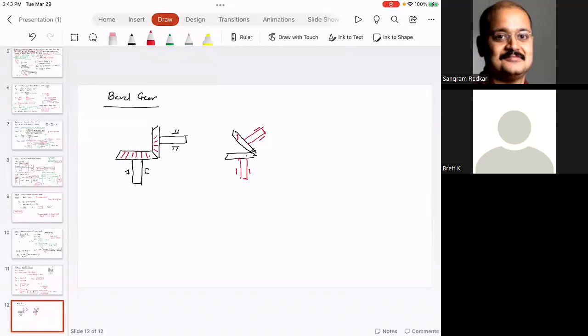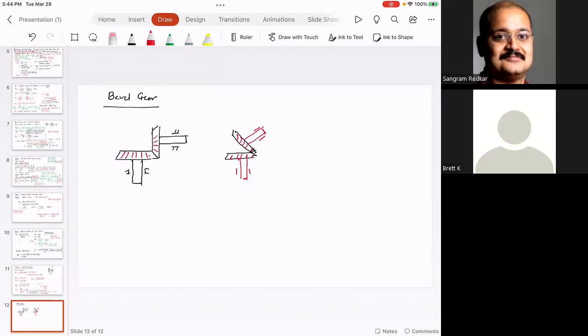And you can have the regular bevel gears. You can have the spiral bevel gears. And depending upon the applications, depending upon the amount of power that needs to be transmitted, the angle at which the power needs to be transmitted, you use different types of gear design.